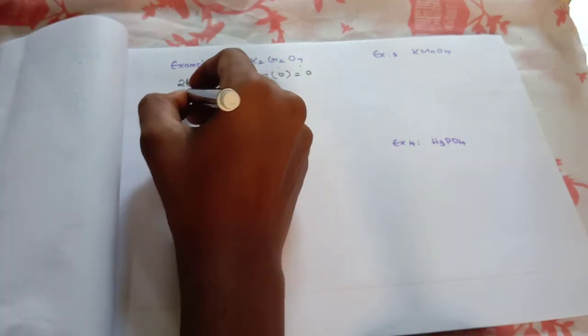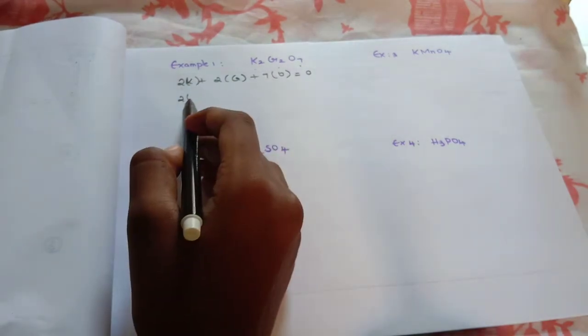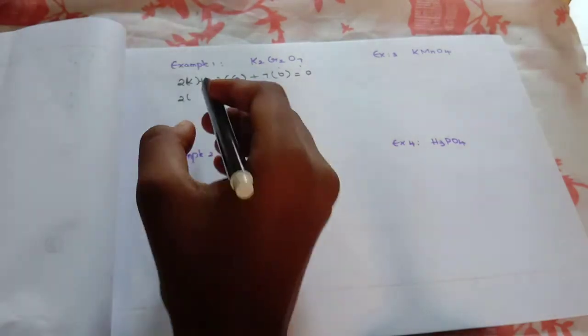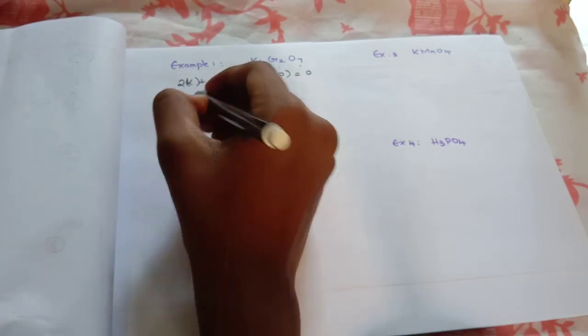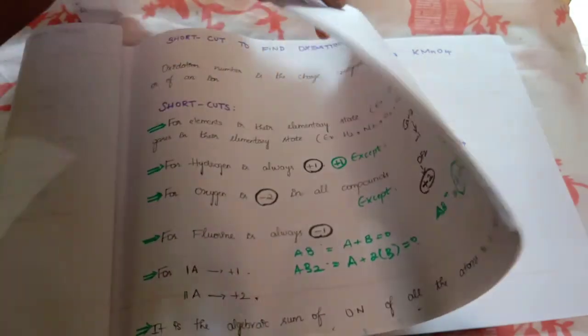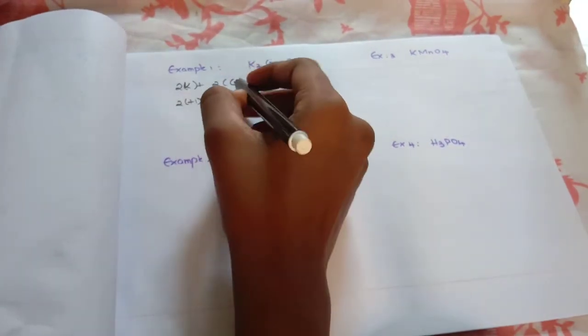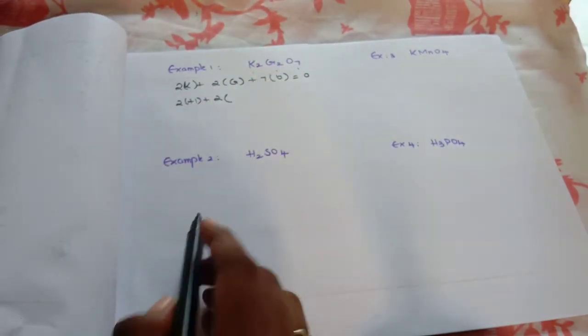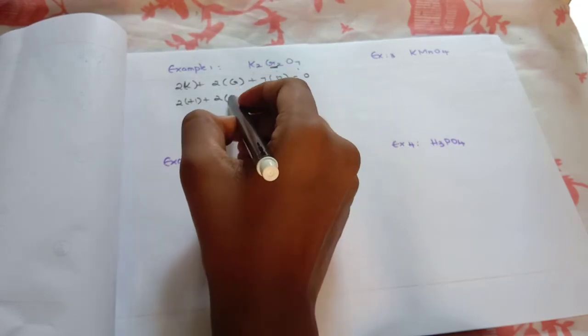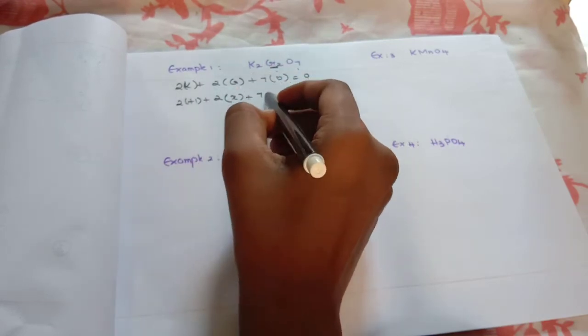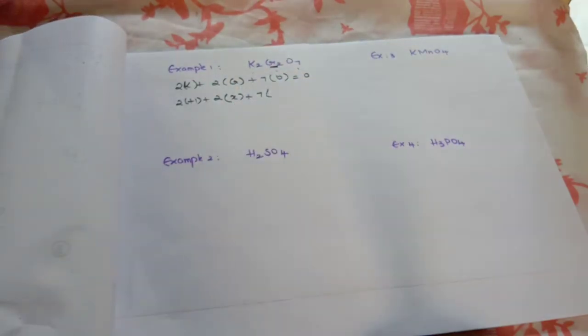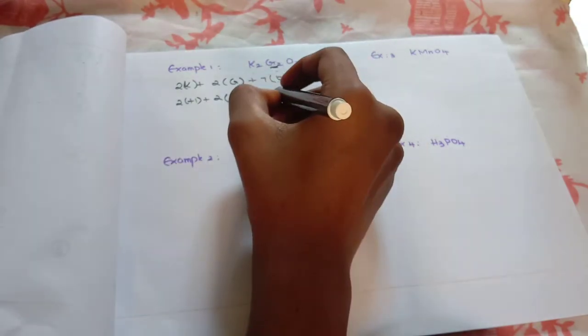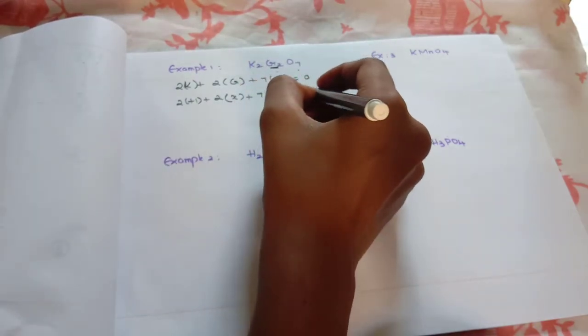2 times K means, K belongs to which group, students? K belongs to first group, lithium, sodium, potassium, right? So plus 1 as per the rule, right? We have 1A means plus 1. Plus 2 times, let's take this chromium. We have to find the oxidation number of chromium. So let's take this as X plus 7 times oxygen. As I said already, oxygen oxidation state is minus 2, equal to 0.